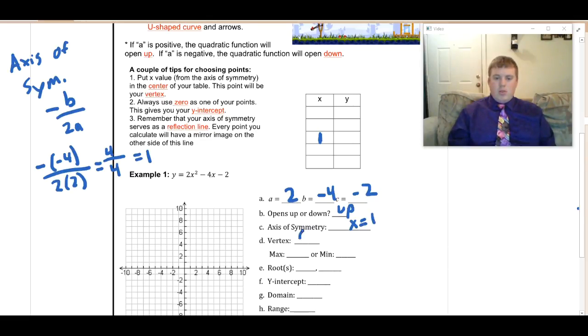Now we know this is going to be the x coordinate for the vertex, but what we need to do now is find what that vertex is. So I'm going to plug that into my original equation. Everywhere I see an x, I'm going to replace it with a 1.